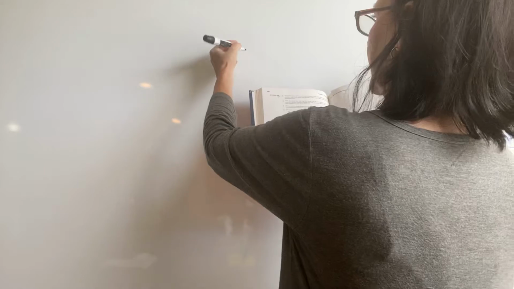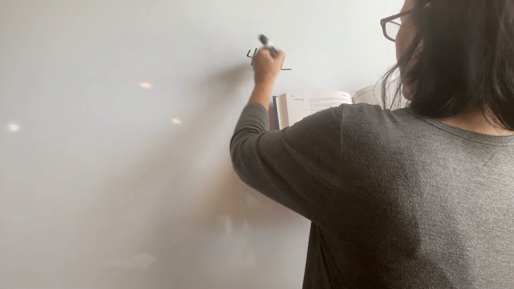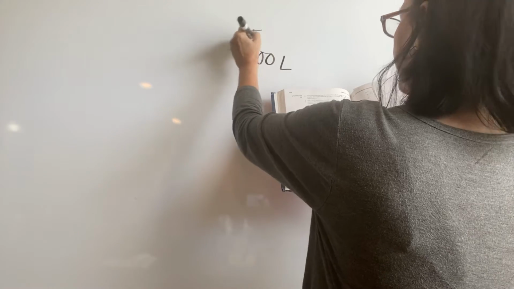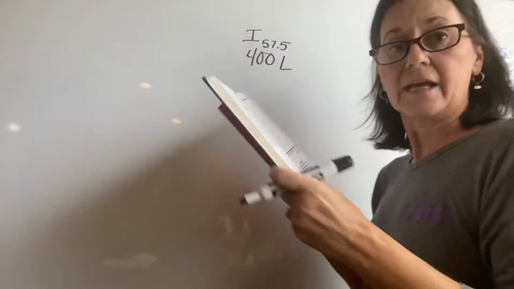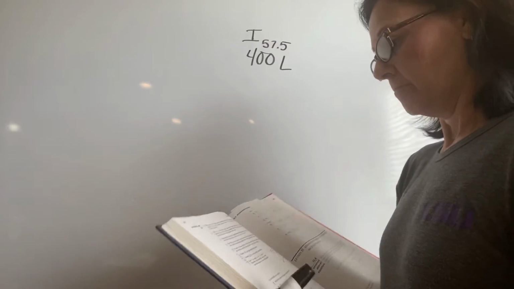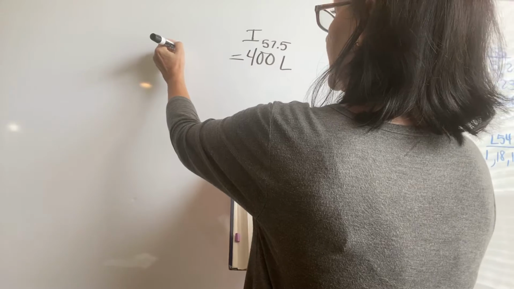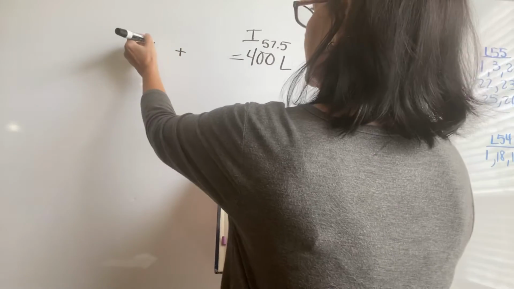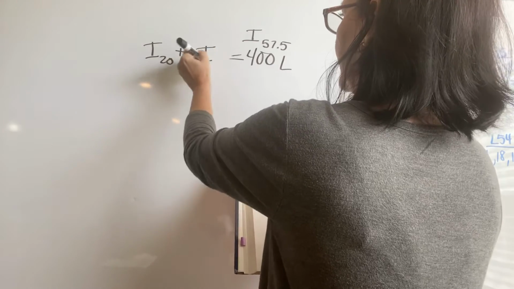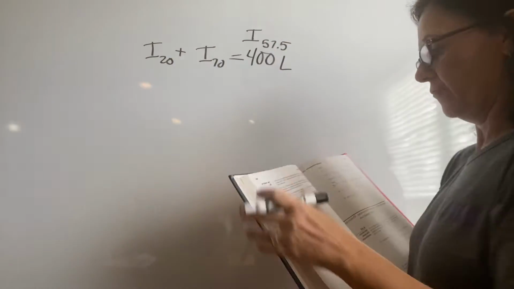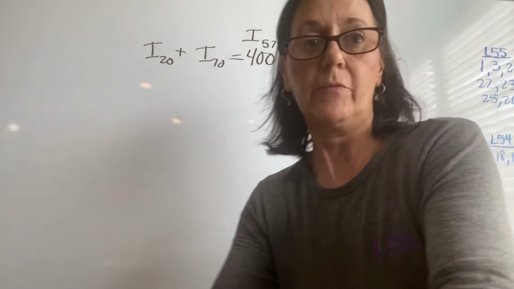Sarah wants to mix 400 liters of a solution that is iodine 57.5. And she has two solutions available. So what is she going to mix? She's going to mix iodine 20 with iodine 70 to yield 400 liters of iodine 57.5.